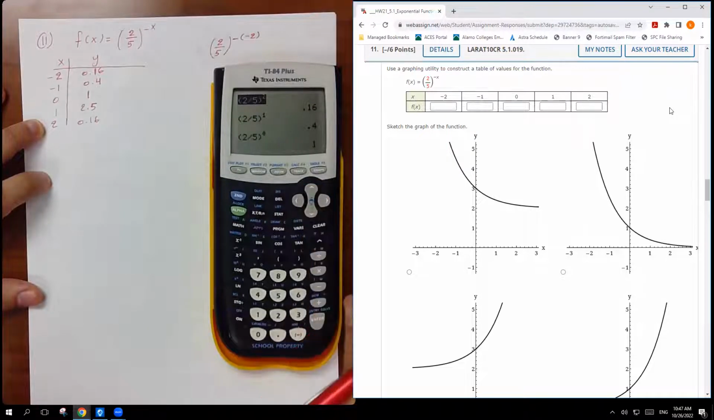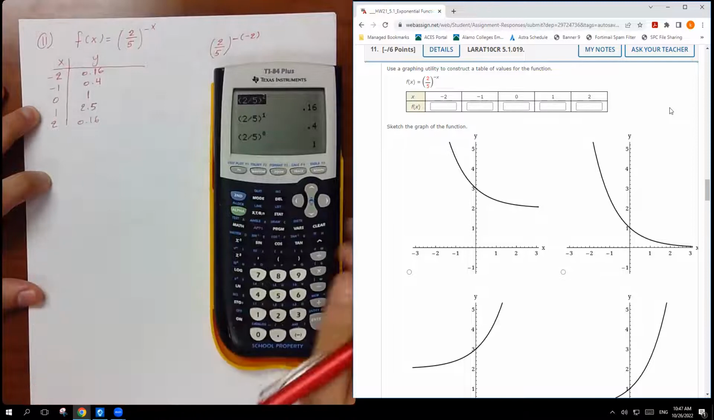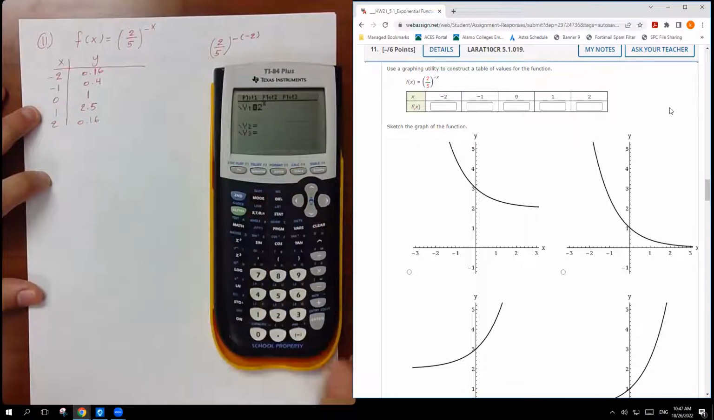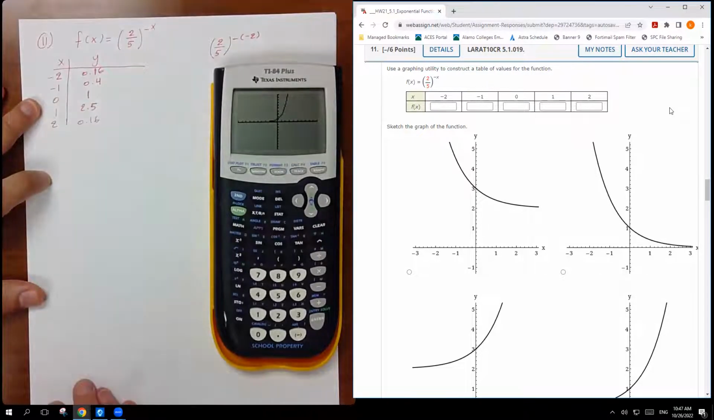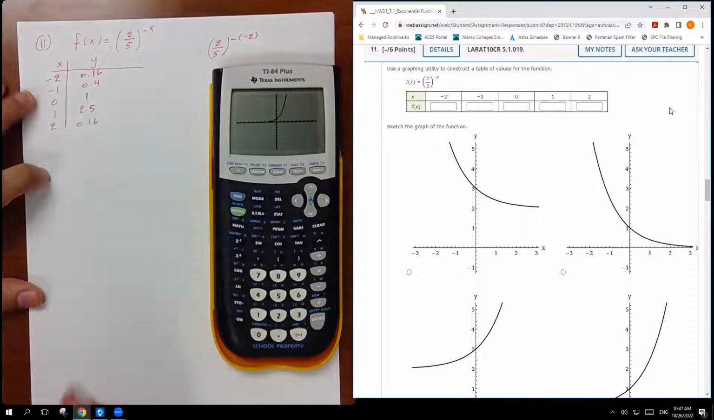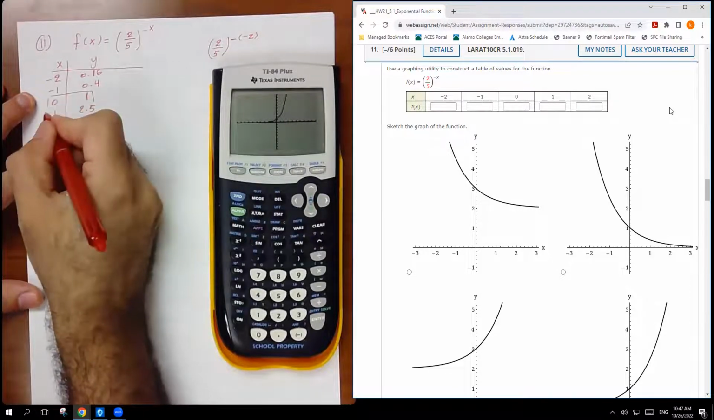Okay. Now here's this point. Let's check the graph if we want to graph it. So we're going to type here, clear this one, parentheses, 2 divided by 5, close the parentheses, to the power negative, and here's the x. Let's grab the table, and the function is going to be like this. This is the 0, 1. So now we can know which one you're going to choose by just looking at this point, the y-intercept.